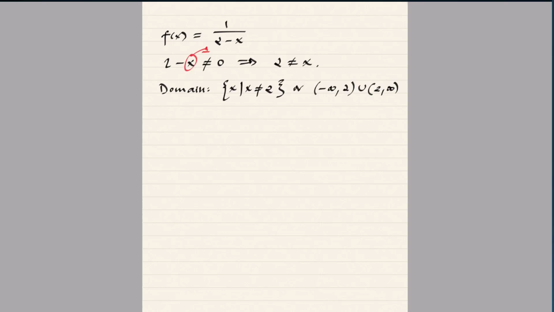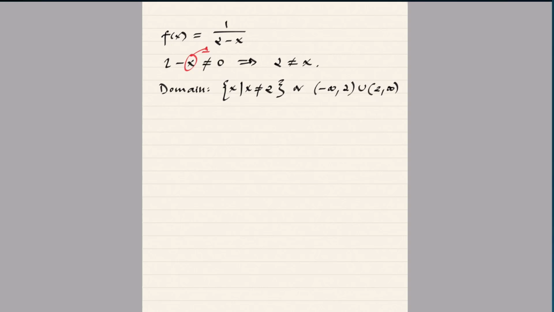So the red circle that I put around x with the arrow is my way of indicating that I'm moving the x to the other side and changing the sign, or if you will, I'm adding x to both sides of that equation. And so of course the result is that 2 is not equal to x.